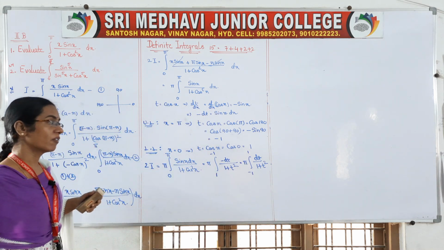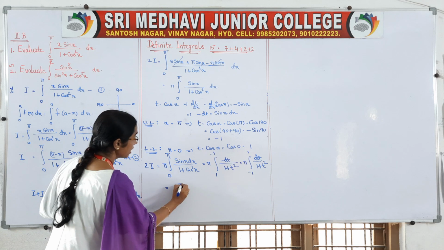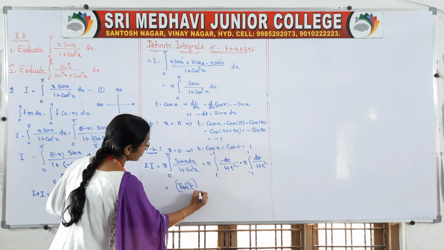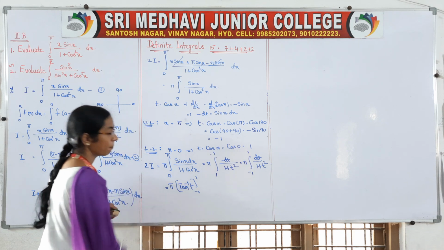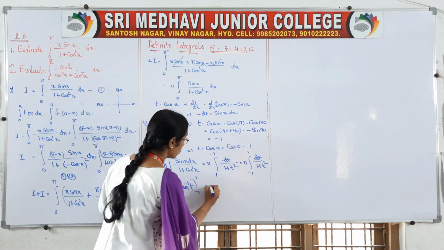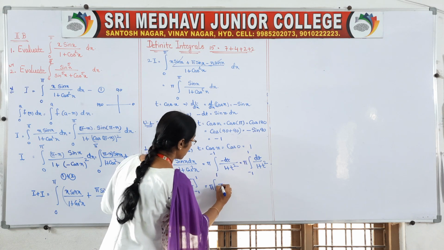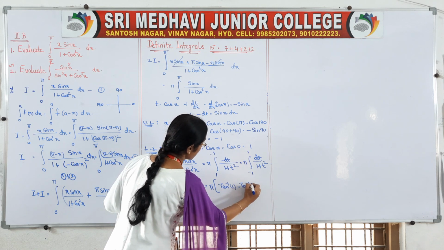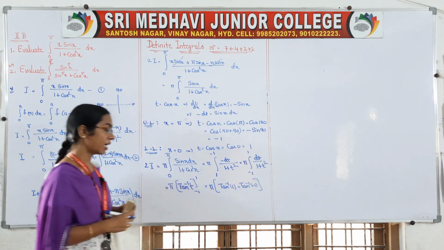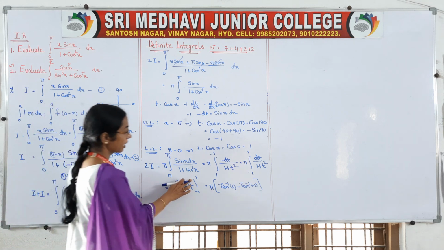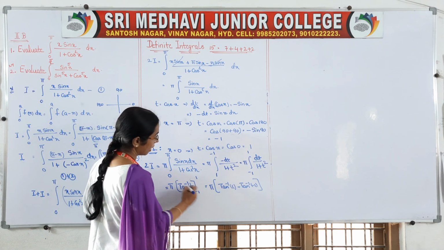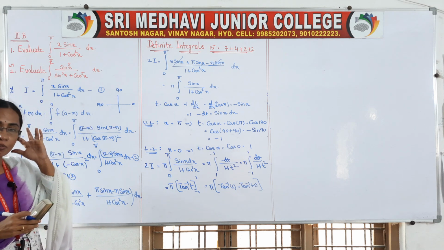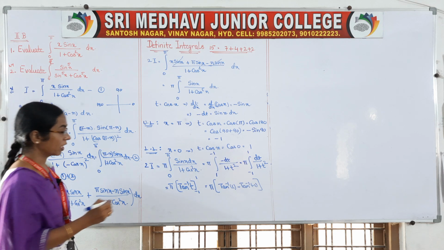So what is this? The integral of dt by 1 plus t square is tan inverse t. So tan inverse t with values from minus 1 to 1. This is pi into tan inverse of 1 minus tan inverse of minus 1. In the derived function, wherever t is there, first we substitute the upper limit, minus, again in the derived function, in place of t, we substitute the lower limit.